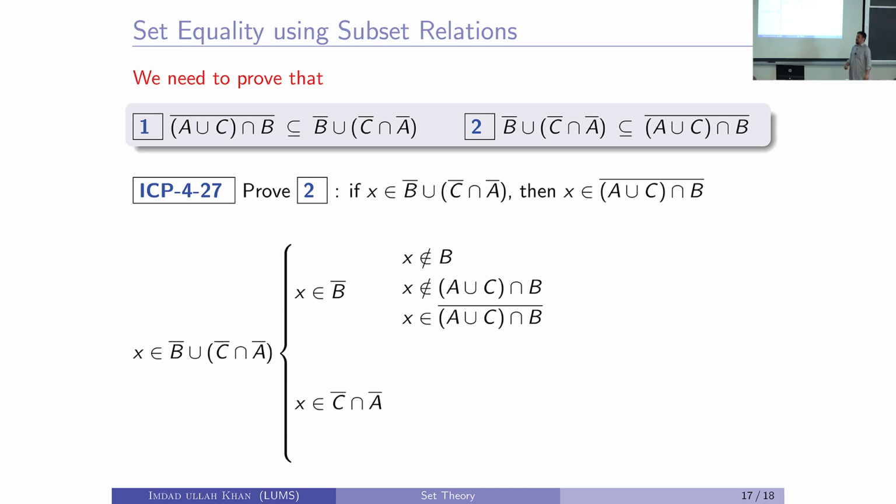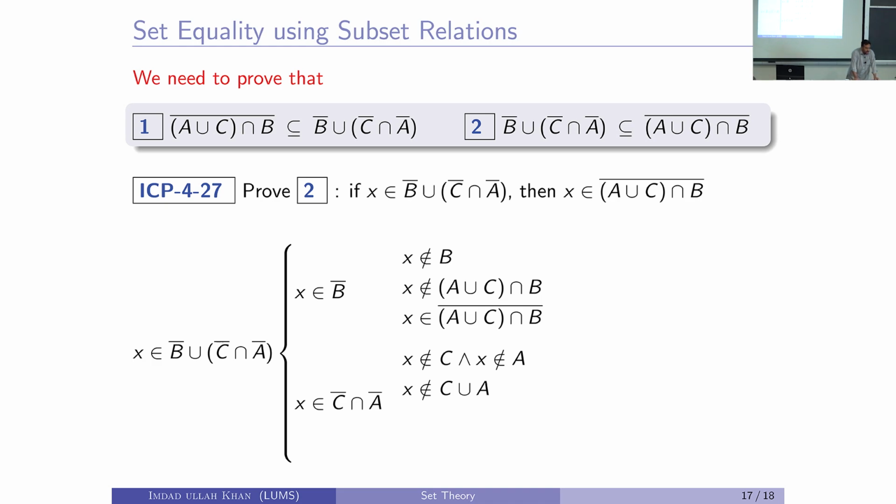Okay, the other case: if X is in C complement intersection A complement, that means by the definition of complement and intersection that X is not in C and X is not in A, right? That's the definition of intersection and complement both used simultaneously. That means X is not in C, X is not in A, which means X is not in C union A.